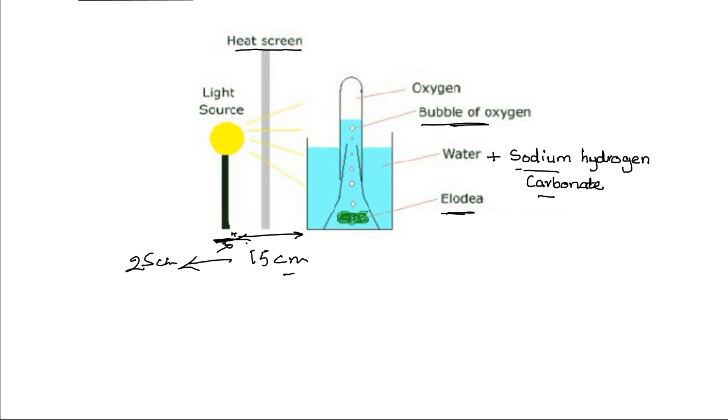Then from here we can relate the effect of varying temperature on the rate of photosynthesis, just like we can relate the effect of different concentrations of CO2 on the rate of photosynthesis. So this experiment is very important because we use it to measure or investigate the various factors and how they affect the rate of photosynthesis. The main factors that we investigate include light intensity, temperature, and the concentration of carbon dioxide.